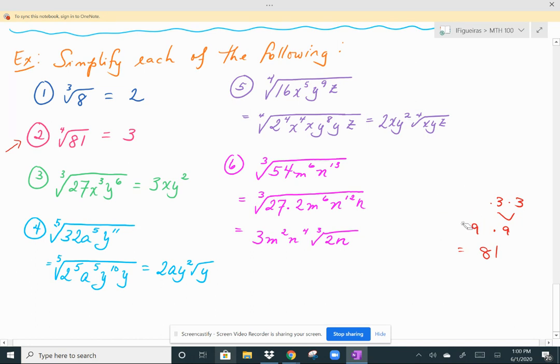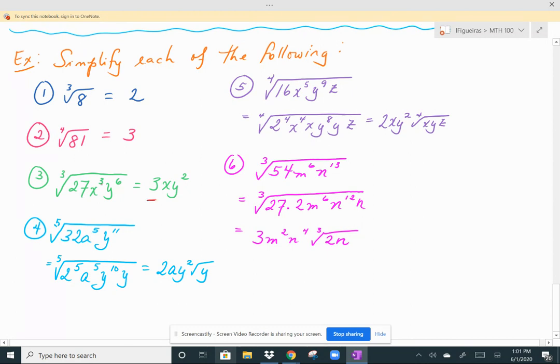Okay, so now I'm back to another cube root. I have the cube root of 27x cubed y to the 6th. So here I have variables. So first let's talk about our coefficient. 27 is a perfect cube. And the cube root of 27 is 3. So that's why you see 3 here.